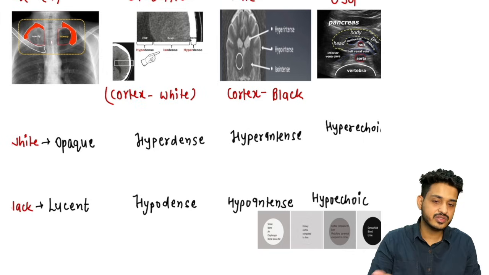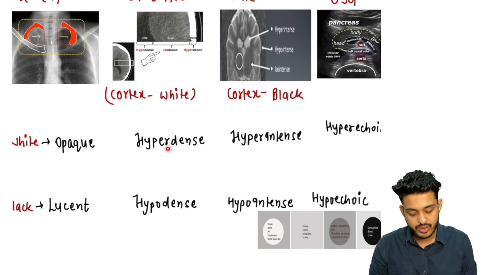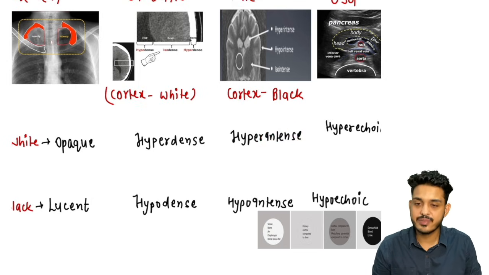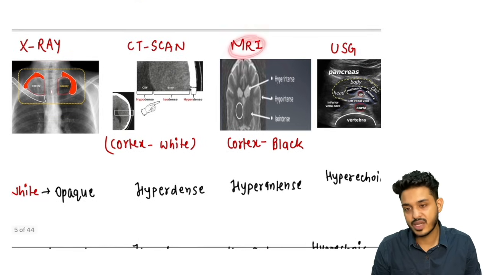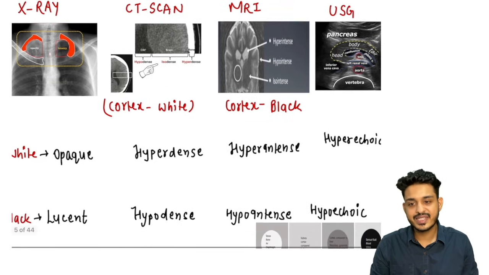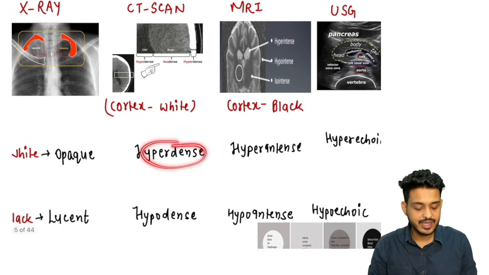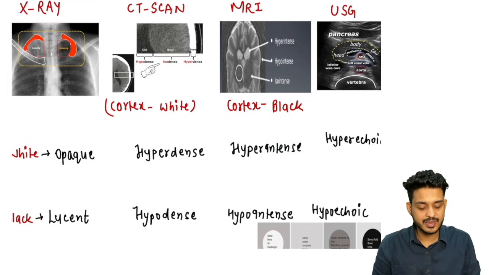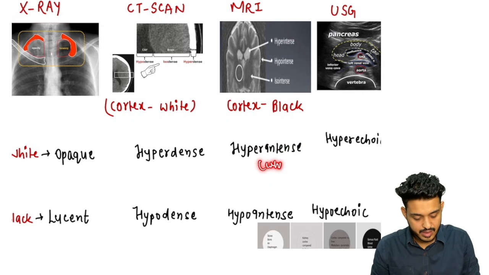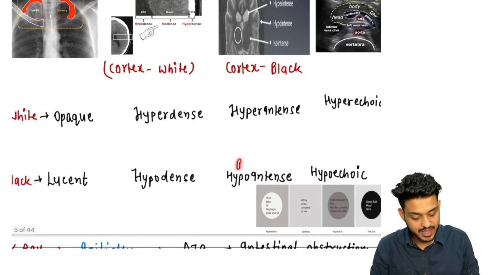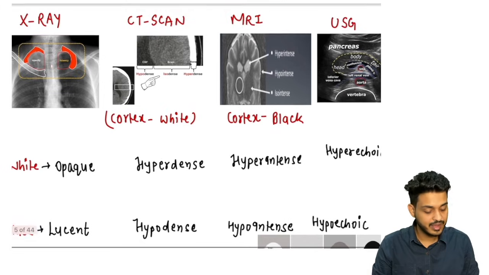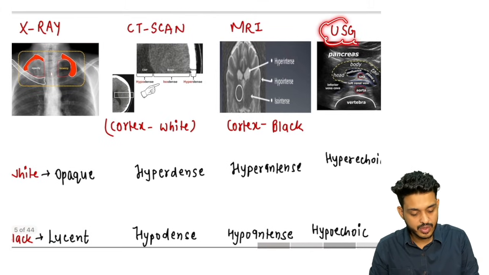We will understand what is going to appear white on MRI and what is going to appear white on X-ray. Hyperintense means they are talking about the MRI. CT scan talks about density, while MRI talks about intensity. So a hyperintense lesion means it is going to be a white lesion. Something hypointense is going to appear black on MRI. Hypo and hyperintense, very, very important.